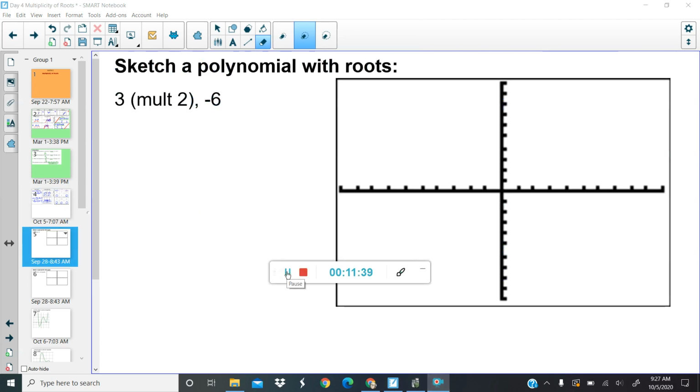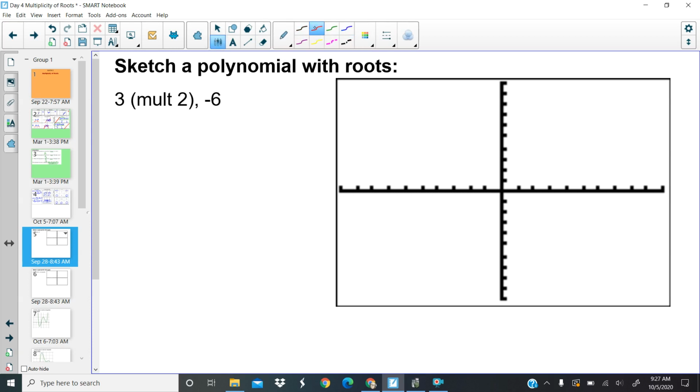So then something else you may see happen is when you're asked to sketch a polynomial and it gives you the zeros and it tells you the multiplicity at each 0. So like on -6, it doesn't actually say what the multiplicity is. So if it doesn't tell you, that means it automatically is going to have a multiplicity of 1. It's kind of just like those exponents. If it doesn't have the exponent, then it's implied that it's 1.